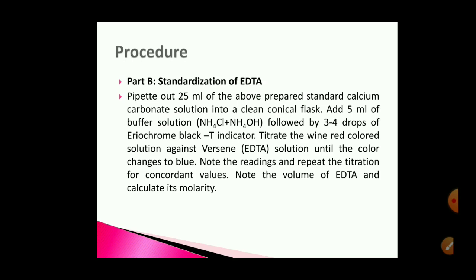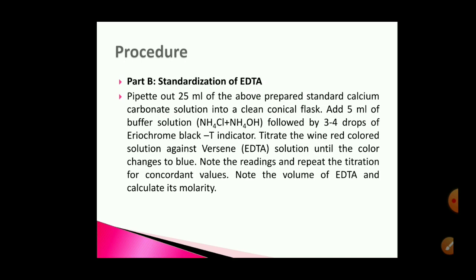You have to pipette out 25 ml of the prepared CaCO3 solution from part A in a conical flask. After that, we are going to add 5 ml of the buffer solution with the help of a measuring cylinder. This buffer solution is going to establish the pH 10 in our reaction mixture. And after that, we will add the indicator, which is Eriochrome Black T or EBT. Once we add EBT, the color of the solution will turn wine red.